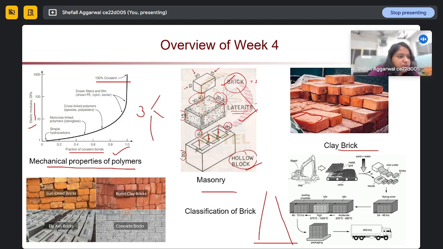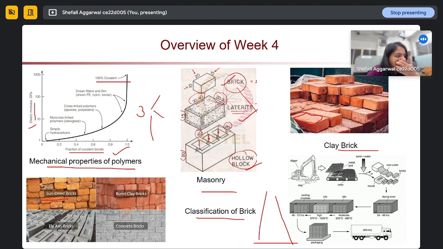What are the different types of clay bricks usually present? One is sun-dried brick, where the bricks are dried normally under the sun. The other is burnt clay brick. For burnt clay bricks, the kiln temperature will be higher, and during the drying process itself, the temperature will be very high.